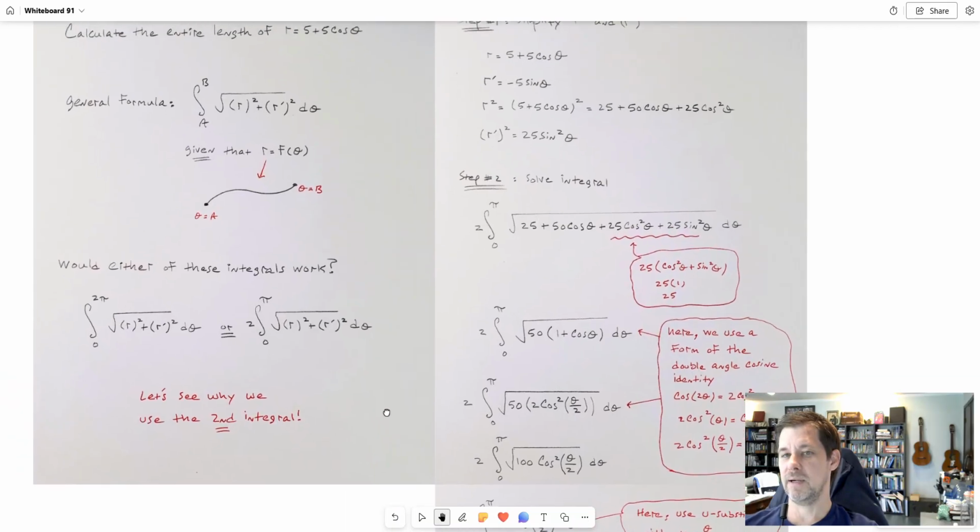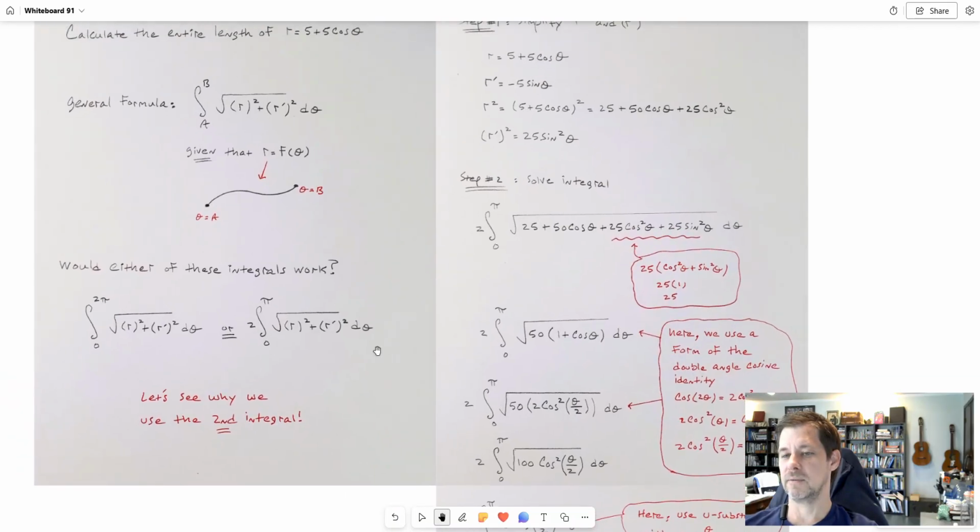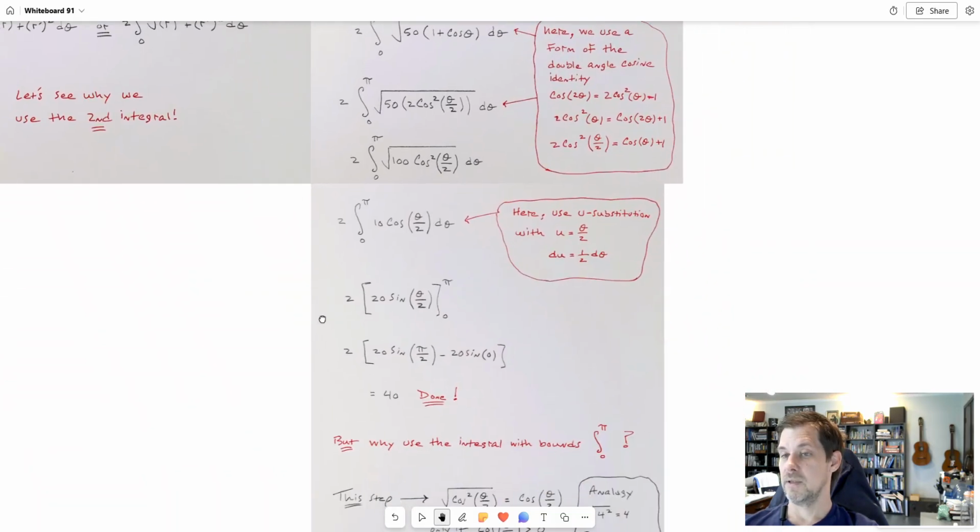Now, let's go back to one of these questions, which I guess is my reason for showing you this problem. If both of these integrals make sense in principle to solve this problem, why did I use this one and not that one? Why did I say we should use the second one, not the first one? Here's your answer.